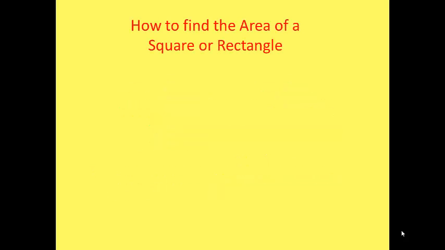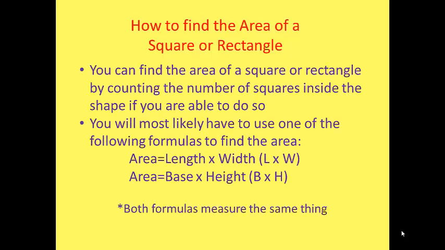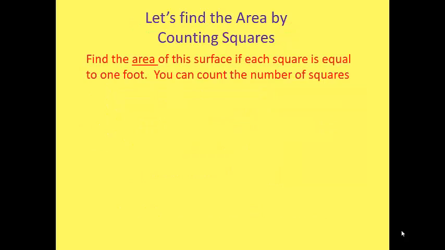How to find the area of a square or rectangle? You can find the area of a square or rectangle by counting the number of squares inside the shape if you are able to do so. Usually, you can count the number of squares if the object is drawn on graph paper. However, you will most likely have to use one of the following formulas to find the area. You can use area equals length times width, or area equals base times height. Both formulas measure the same thing, so you can use either one and still get the same answer.